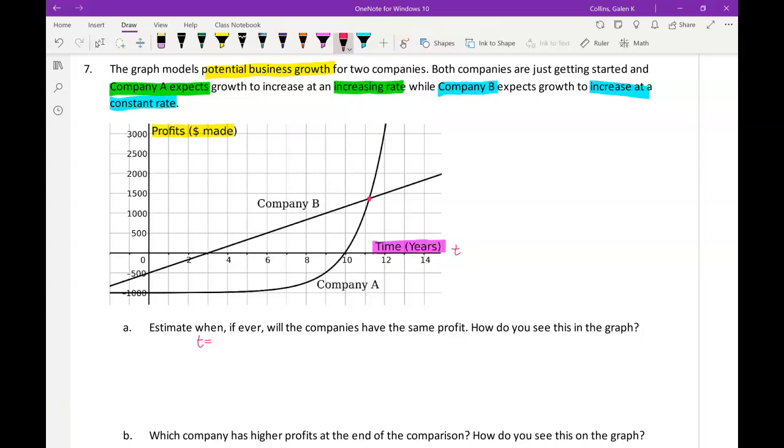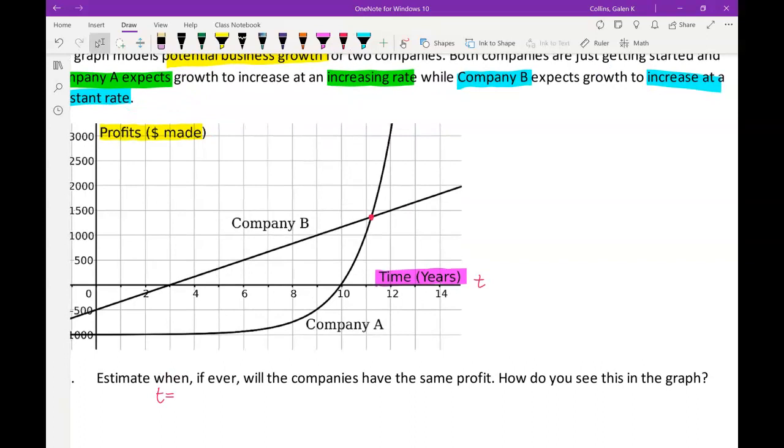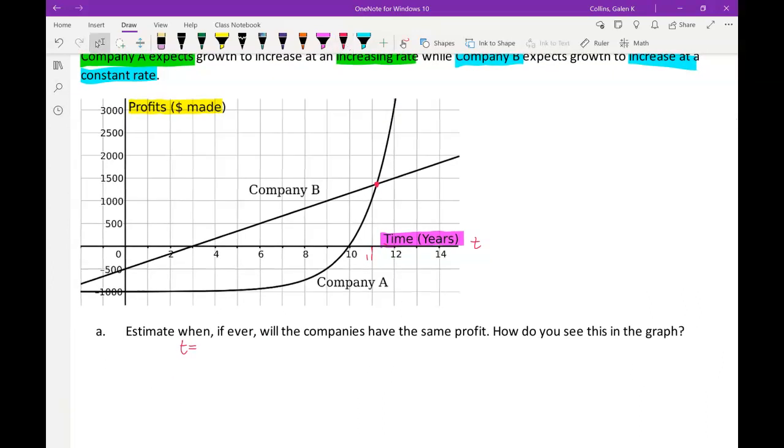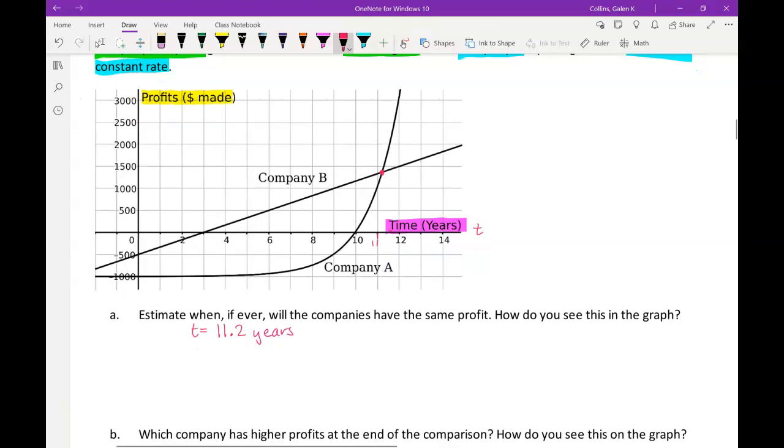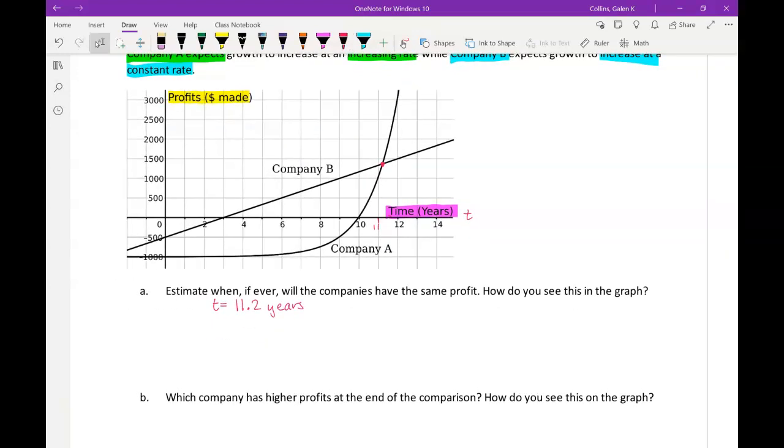And so if I'm guessing when that occurs, if I look at my x-axis, we're counting by 1 year, but only the even number years are labeled. So this would be 11 years. And somewhere between 11 and 12 years is when these companies would have the same profit. So I'm just going to estimate that. I'm going to say maybe at like 11.2 years. Again, any number between 11 and 12, that's closer to 11 than 12, is a good estimate here. So that's when we think they'll have the same profit.